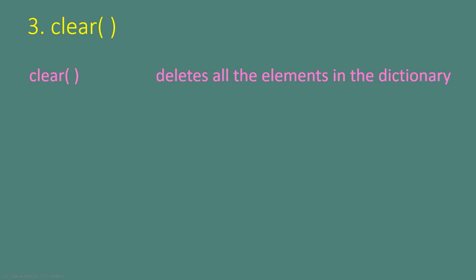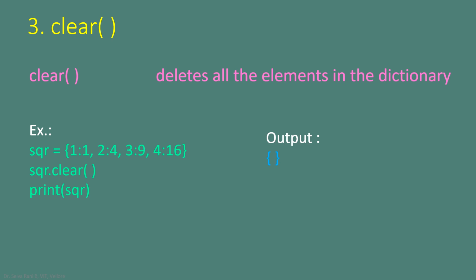The next method is clear. This method helps us to delete all the elements in the dictionary. For example, let SQR be the dictionary with 4 values 1:1, 2:4, 3:9, 4:16, where 1, 2, 3, 4 are keys, 1, 4, 9, 16 are values. The next statement SQR.clear will remove all the elements from the dictionary SQR. The third statement print SQR will print the dictionary after removing all the elements, that is an empty dictionary. So the output is an empty dictionary.